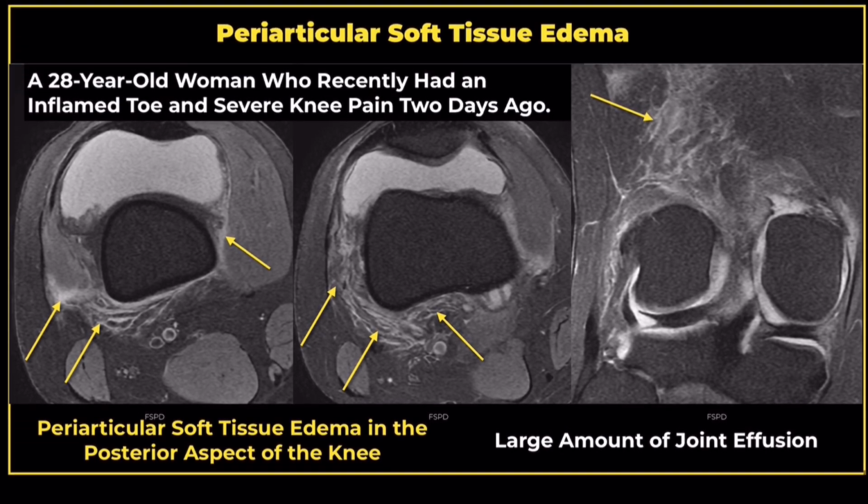Firstly, we see periarticular soft tissue edema. In this patient, there is significant periarticular soft tissue edema in the posterior aspect of the knee, along with a large amount of joint effusion.